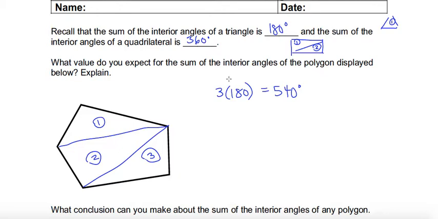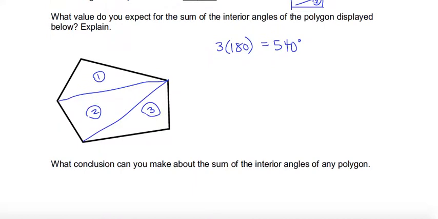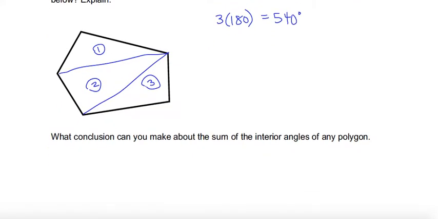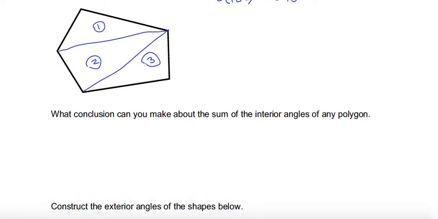So what conclusion can you make about the sum of interior angles of a polygon? Well, we want to think about breaking it down into the minimum amount of triangles it makes and then multiplying that by 180. And it even goes down further to think about a formula, which we're going to look at a little bit later.